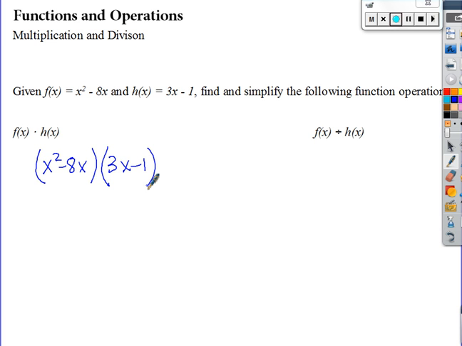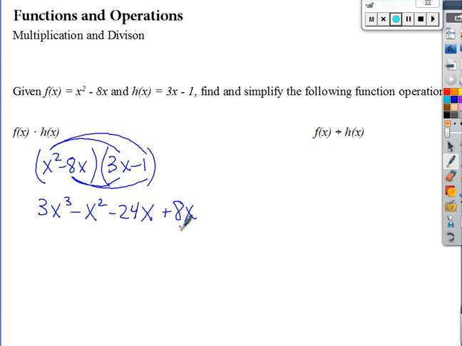And what we'll do here is use the distributive property. We'll distribute this x squared to both terms here. So we'll end up with 3x cubed minus x squared. And then we'll distribute our negative 8x to both terms as well. So negative 8 times 3 is negative 24x squared. And negative 8 times negative 1 is positive 8x.